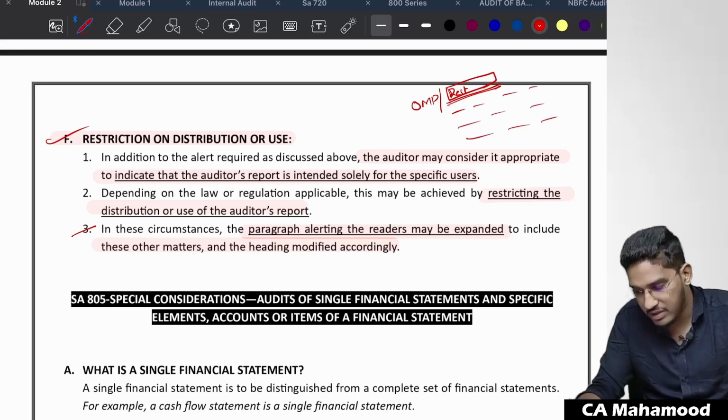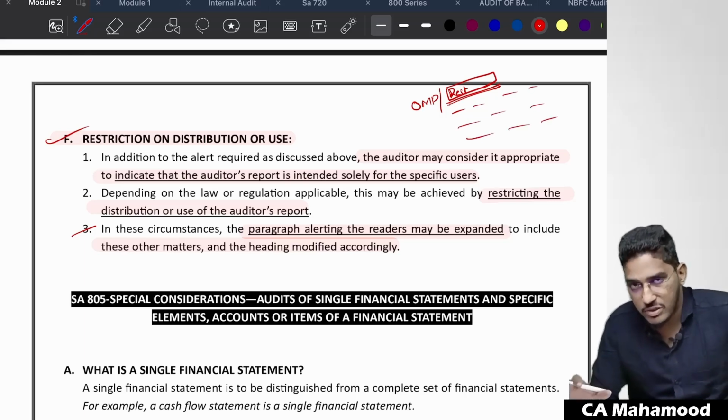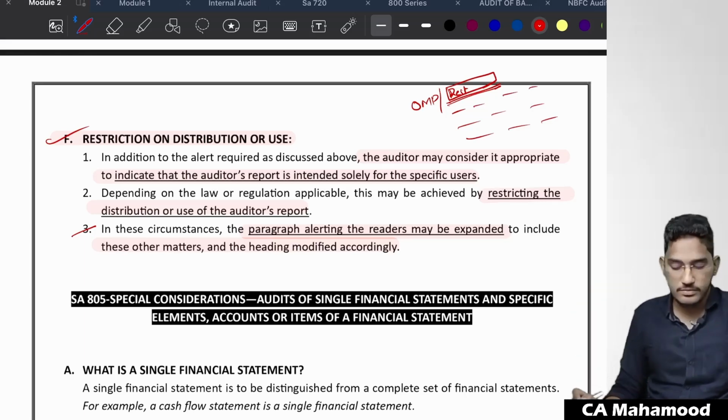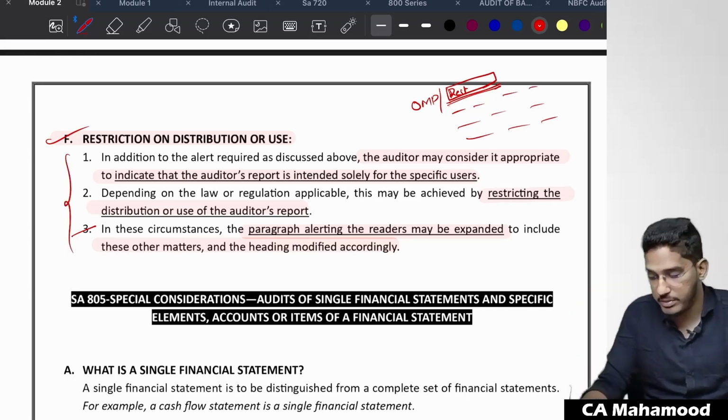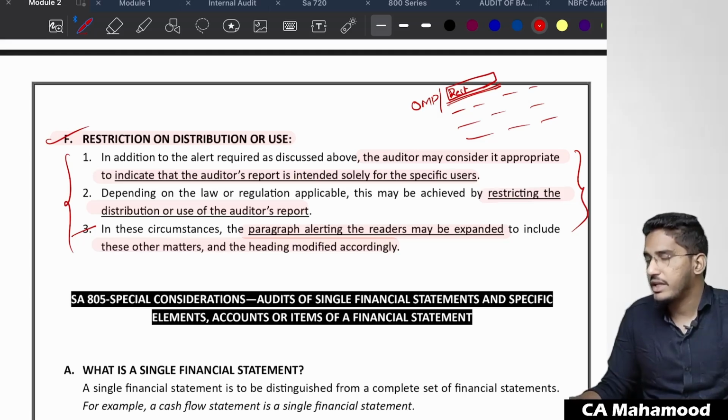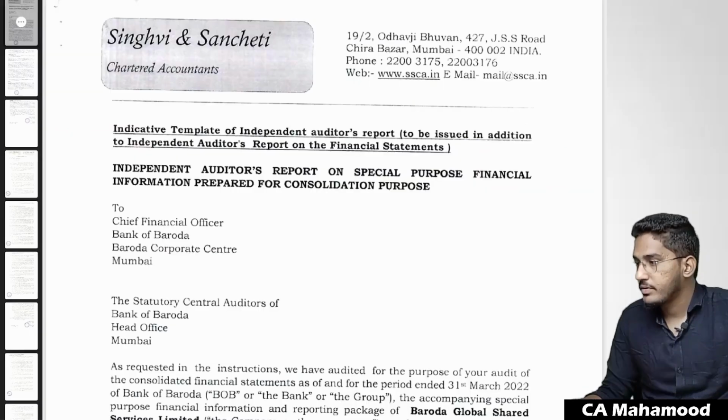Once again, a repeated point: to the extent possible, you have to restrict the usage and highlight this information in the auditor's report. Clear, everybody? So it will be reported in the other matter paragraph, or altogether in a separate paragraph. Let me see whether I can give you any examples from this. Let me check whether we can get any audit report regarding the special purpose framework. Just give me a minute.